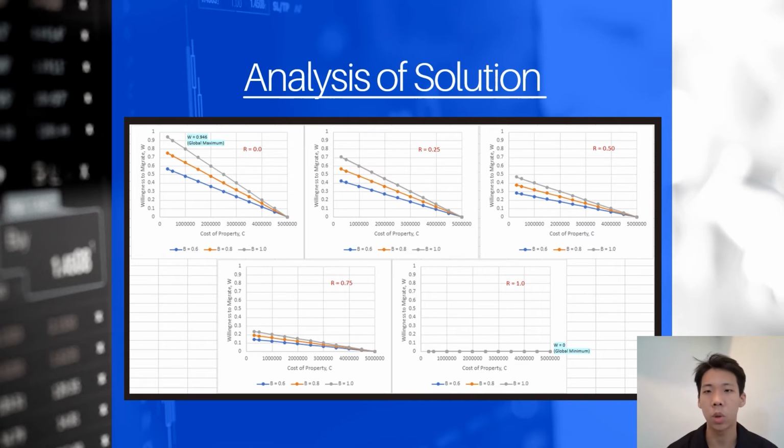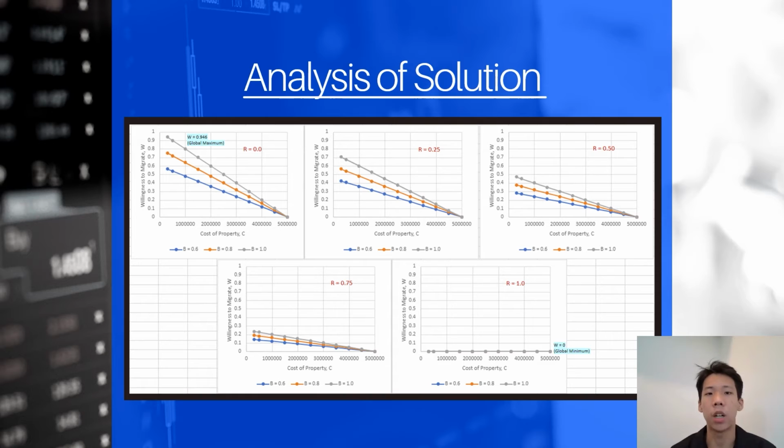The blue line refers to 60% benefit, orange line refers to 80% benefit, while the grey line refers to 100% benefit. After calculation, we have found that the maximum value of willingness is equal to 94.6%, while the minimum value of willingness is equal to 0%.